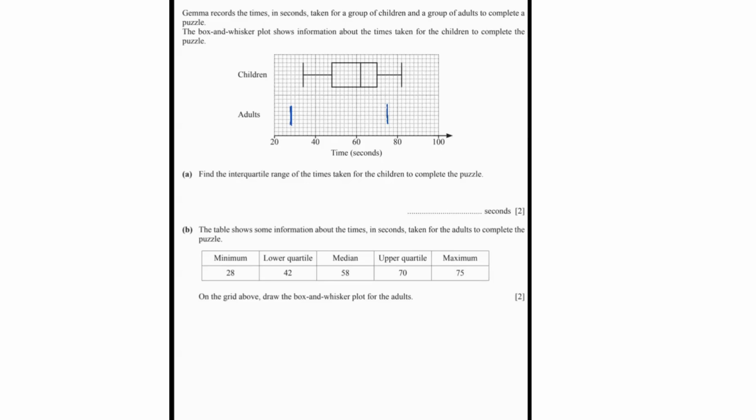Lower quartile is 42. 42 is here. Median is 58, which is here. Upper quartile is 70, which is here. Okay, I draw in my box. Just like that. Done. 2 marks, 3. Okay, let's move on.